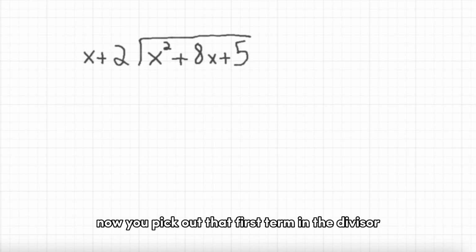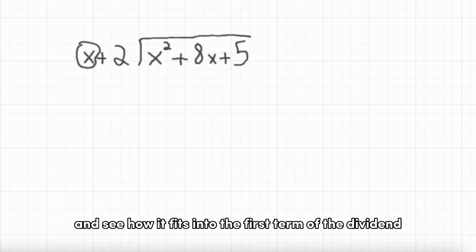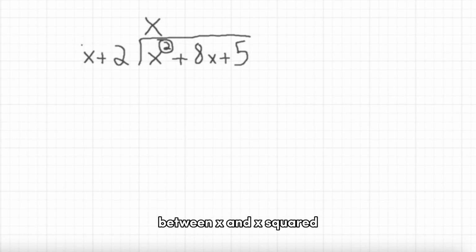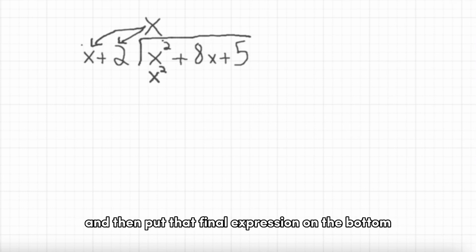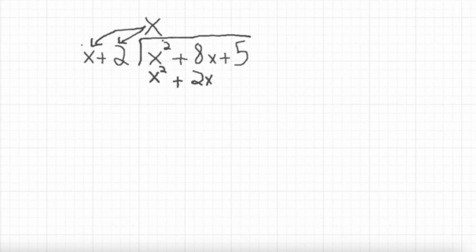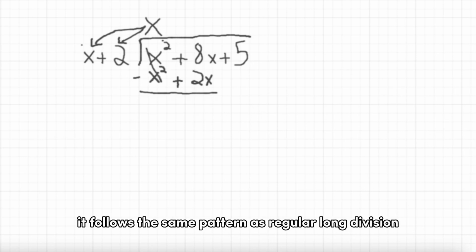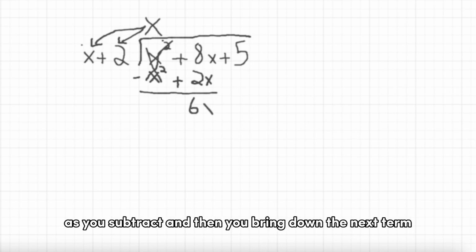Now you pick out that first term in the divisor and see how it fits into the first term of the dividend. Between x and x squared, we can put x up top, and then we multiply x plus 2 by x, and then put that final expression on the bottom. Now you subtract. And as you can see here, it follows the same pattern as regular long division, as you subtract and then you bring down the next term.